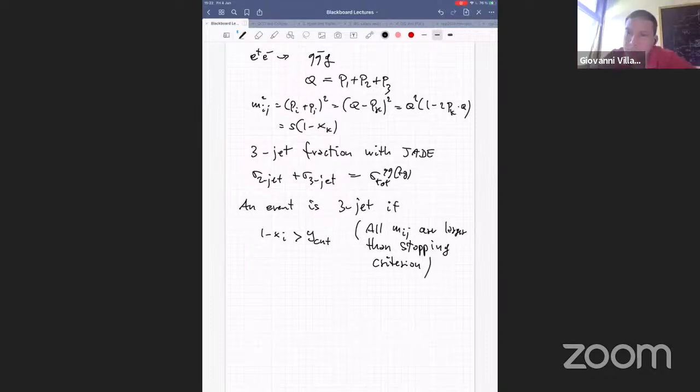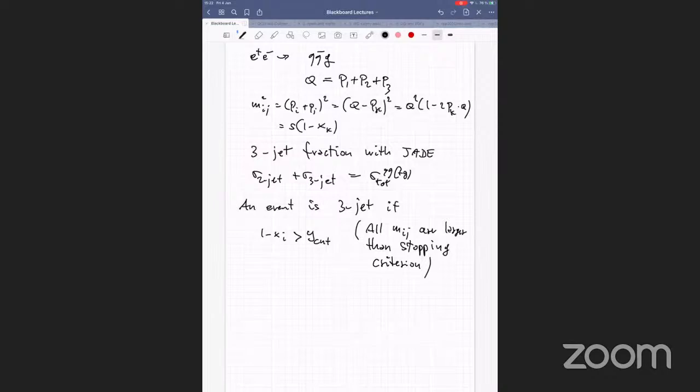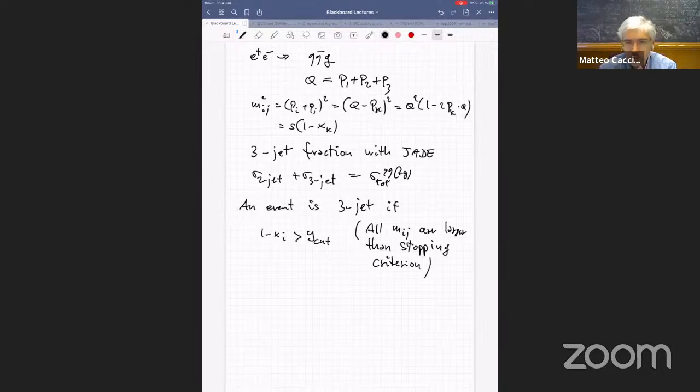Artemis? Yeah, I was just wondering, how do you choose this Y cut? Because a few slides ago, you drew a diagram that could be three jets or could be two jets, so you have particles close to each other. How do you choose what your Y cut is? Excellent question. It's a free parameter. I'll show you a plot later on that explains. The question is totally appropriate. I can anticipate, it's like a resolution parameter. It controls how many jets you see in the event. And we'll see a plot later on.